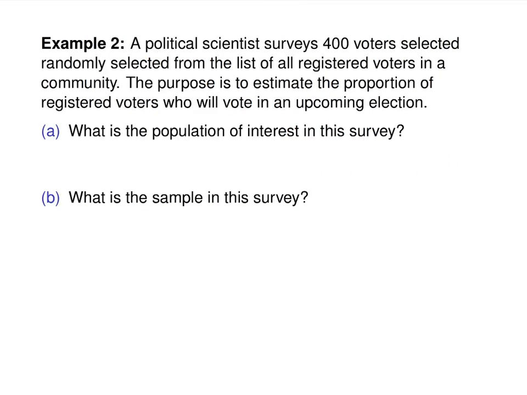So a political scientist surveys 400 voters selected randomly from the list of all registered voters in a community. The purpose is to estimate the proportion of registered voters who will vote in an upcoming election. So what is the population of interest? So the population of interest is all registered voters in this area.